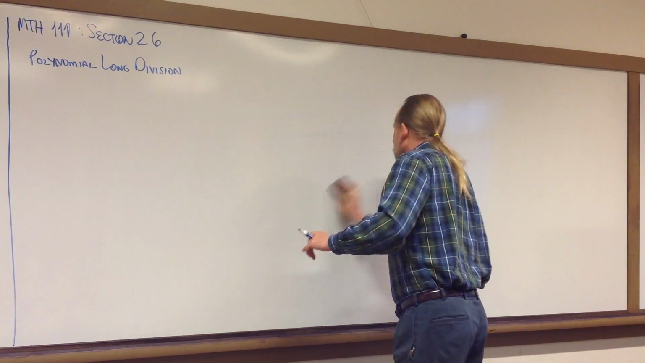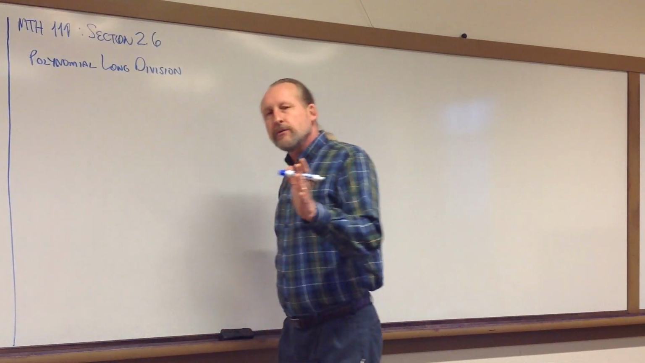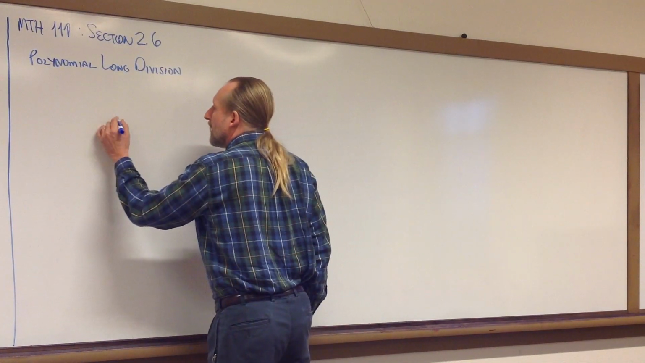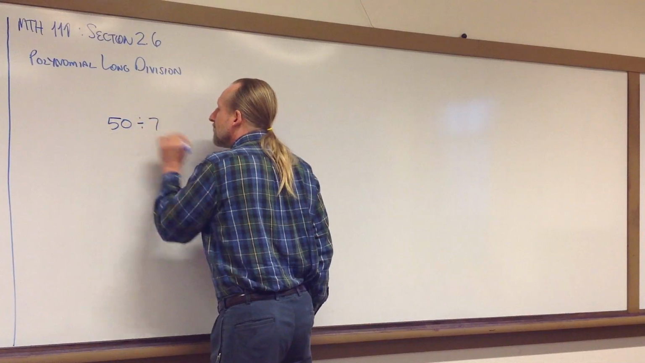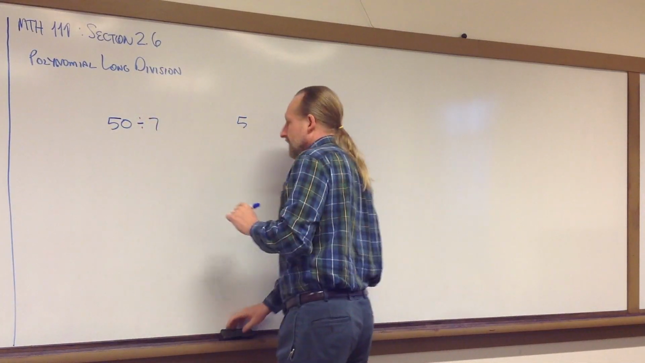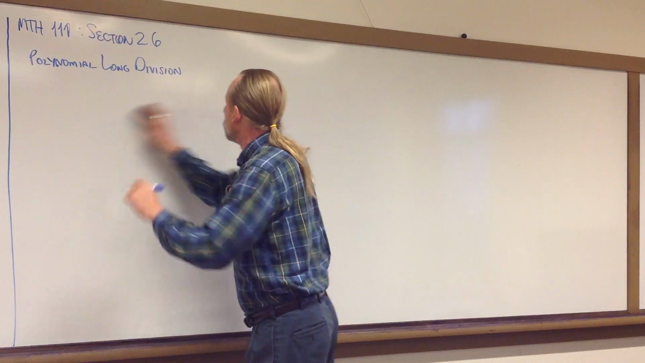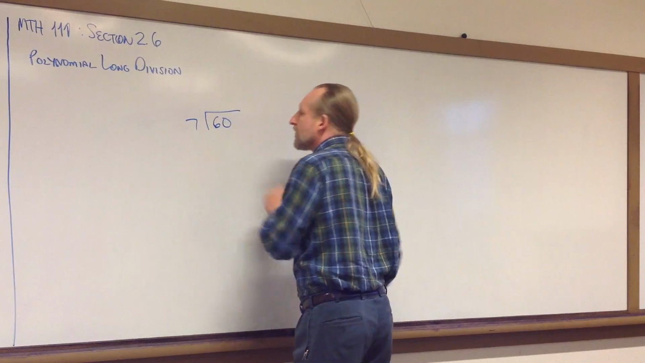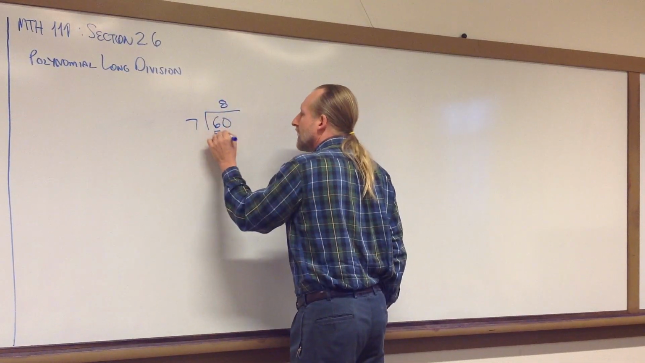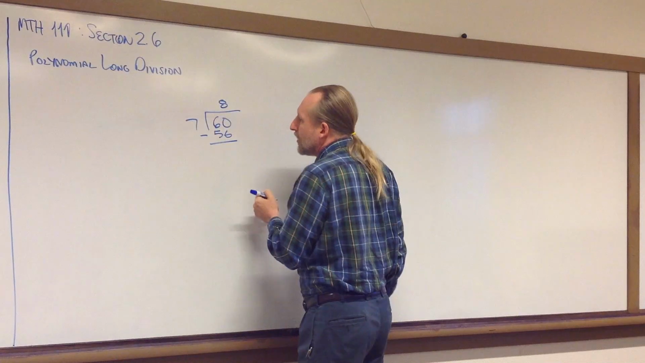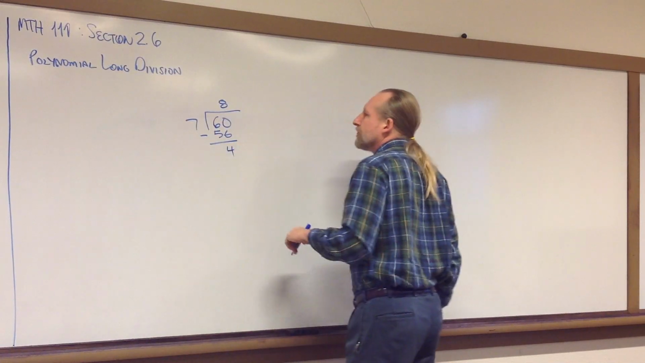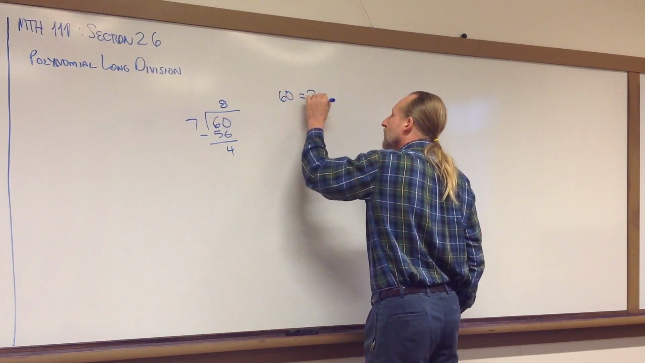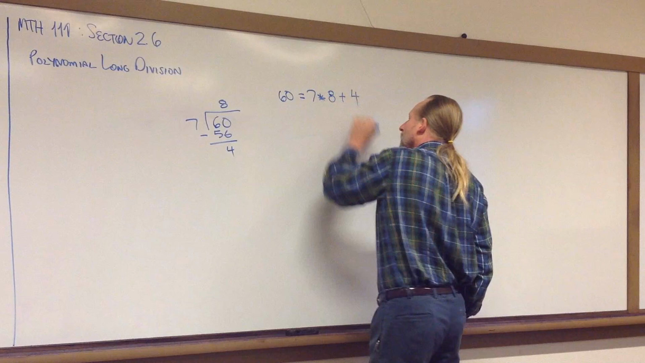And the whole idea is, let's look at a simple numerical example. If we want to do, let's say, 50 divided by 7, let's pick something better here. Let's do 60 divided by 7. So this will go in 8 times. 8 times 7 is 56. We subtract, and we get a remainder of 4. And so what this tells us is that 60 is equal to 7 times 8 plus 4.